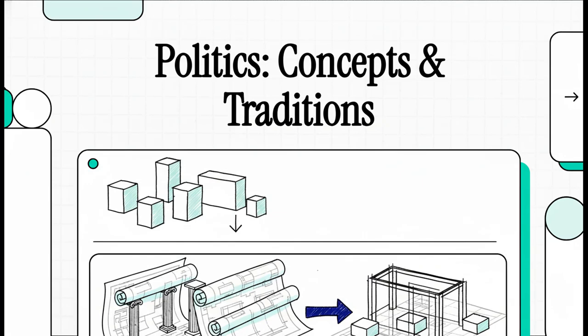All right, let's talk about politics, but maybe in a way you haven't really thought about it before. We're going to look at how every single political idea, whether it's liberty or socialism, is basically built from the same set of raw materials. The only difference, the blueprint they use to put it all together.